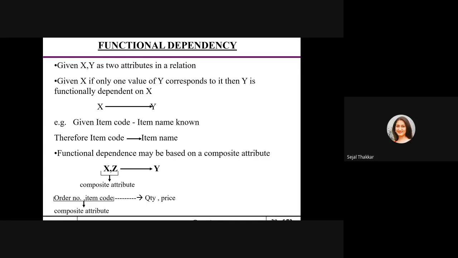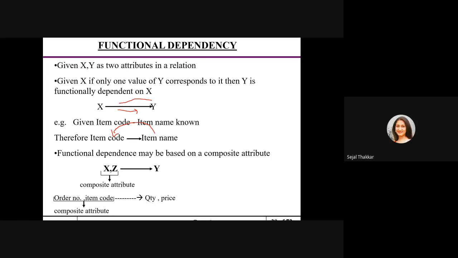Okay. Next topic is functional dependency. Before understanding second normal form, we have to understand what functional dependency is. For given x and y as two attributes in a relationship, if given x, only one value of y corresponds to it, then y is functionally dependent on x. Given item code, item name is known. If I draw an arrow between x and y, I can say y functionally depends on x, right? If I draw an arrow between item code and item name, I can say that item name is functionally dependent on item code, right?